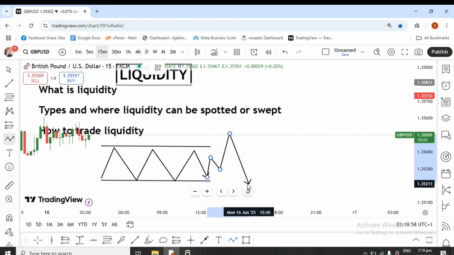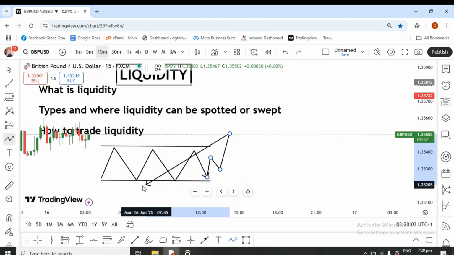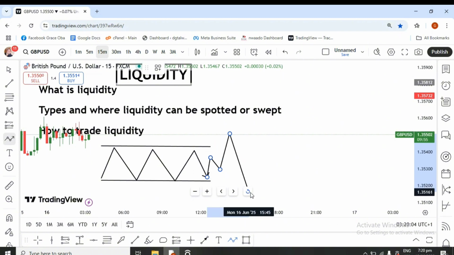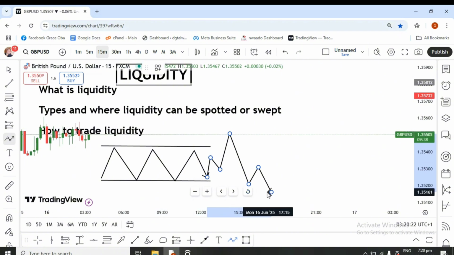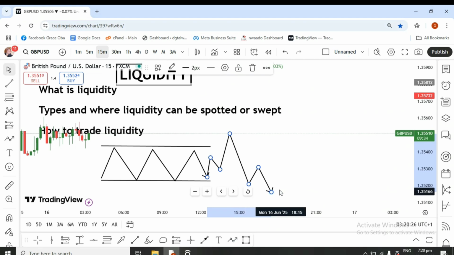And also in this manner, they sweep the whole liquidity resting below this support level, right? And the market continues downward. That is just how a liquidity sweep occurs in equal highs and equal lows, that is to say, in a ranging market, right? This is the first scenario that I want to show you.